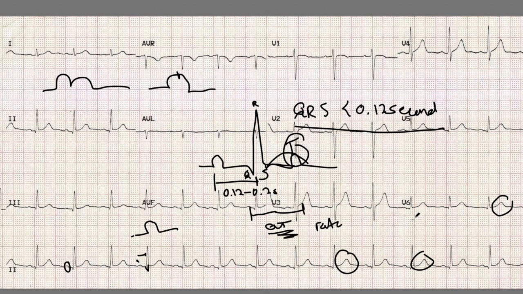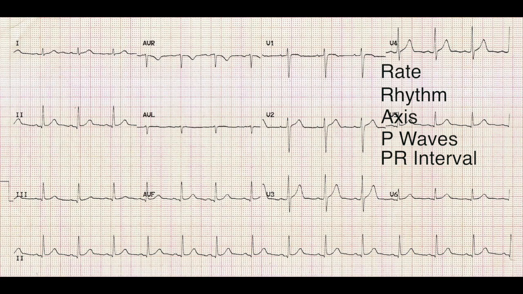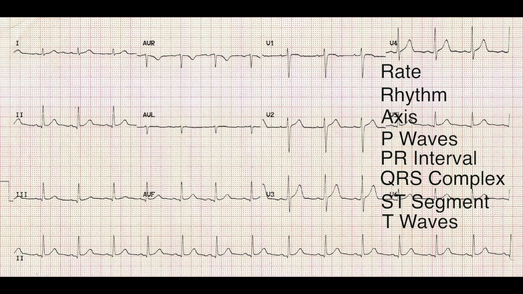So now I'll quickly recap. When you see an ECG, you mention the rate, you talk about the rhythm, you find out what axis it is, then you look for P waves, see whether they're present and what their morphology is. After that, you talk about the PR interval. Following this, you talk about the QRS, the morphology, and then the length of the QRS. Then you also mention the ST segment, and then finally the presence of T waves and their morphology.